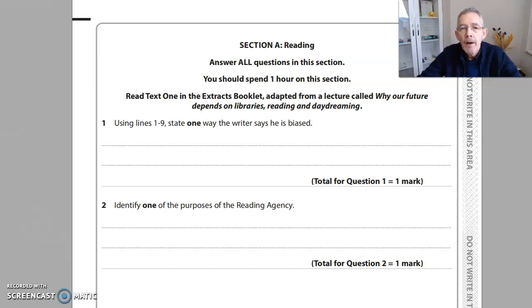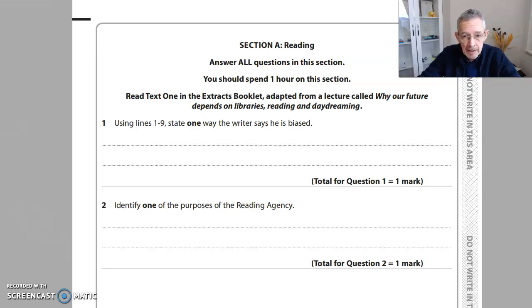So here we go. It says section A, reading, read text 1 in the extracts booklet adapted from a lecture. We know it's a lecture called Why Our Future Depends on Libraries, Reading and Daydreaming. Question 1 then is using lines 1 to 9. Note that we don't need to read any more than that. The answer is in lines 1 to 9. It then says state. So we don't need to use long sentences. We only need one word or a short phrase. State 1, not 2, not 3, just one way the writer says he is biased. That's what we're looking for.